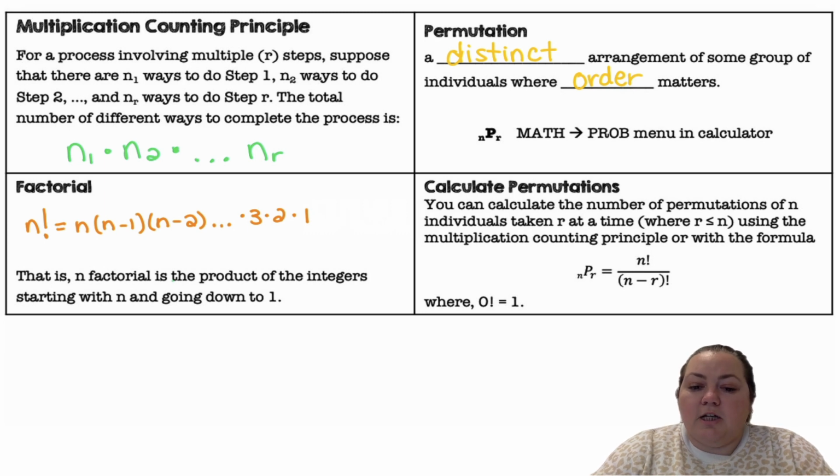To calculate permutations, you can calculate the number of permutations of n individuals taken r at a time, where r is less than or equal to n, using the multiplication counting principle, or with the formula. So nPr is n factorial over n minus r factorial, where 0 factorial is equal to 1.